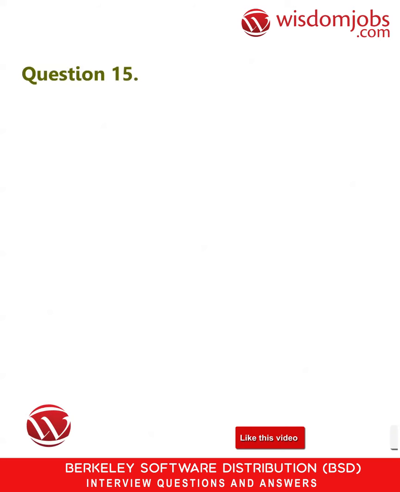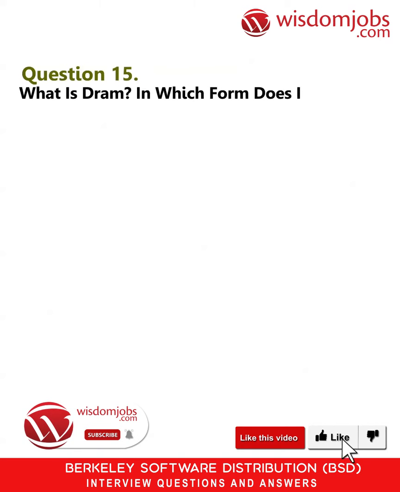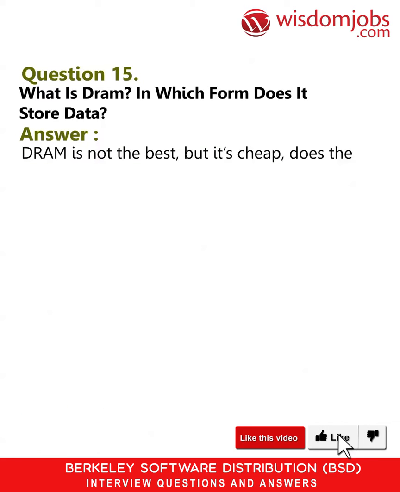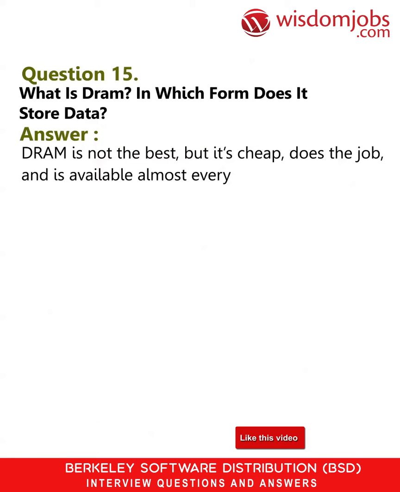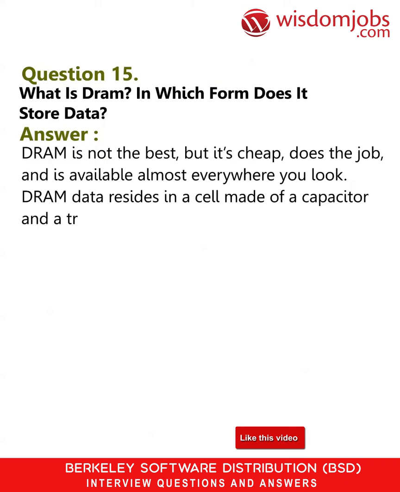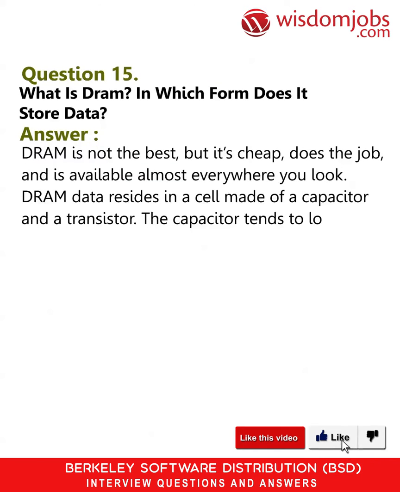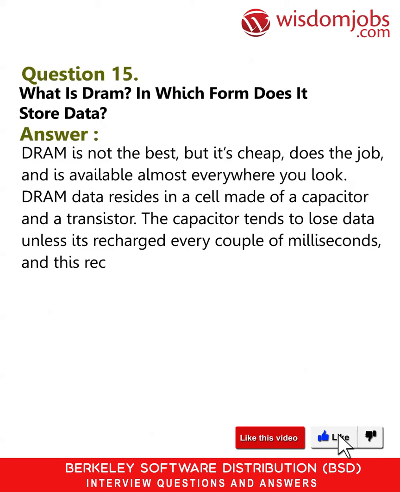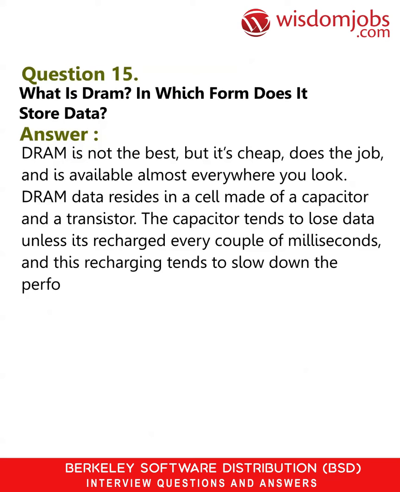Question 15. What is DRAM? In which form does it store data? Answer: DRAM is not the best, but it's cheap, does the job, and is available almost everywhere you look. DRAM data resides in a cell made of a capacitor and a transistor. The capacitor tends to lose data unless it's recharged every couple of milliseconds, and this recharging tends to slow down the performance of DRAM compared to speedier RAM types.